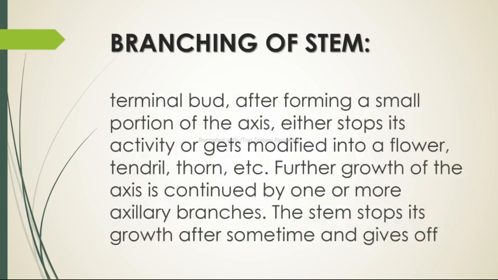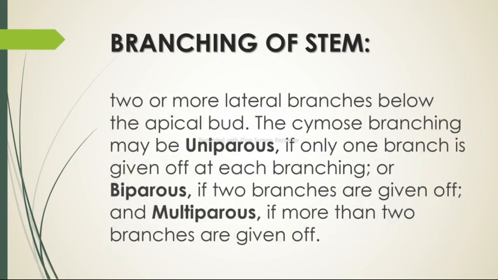In cymose branching, the terminal bud, after forming a small portion of the axis, either stops its activity or gets modified into a flower, tendril, thorn, etc. Further growth of the axis is continued by one or more axillary branches. The stem stops its growth after some time and gives off two or more lateral branches below the apical bud. The cymose branching may be uniparous if only one branch is given off at each branching, biparous if two branches are given off, and multiparous if more than two branches are given off.